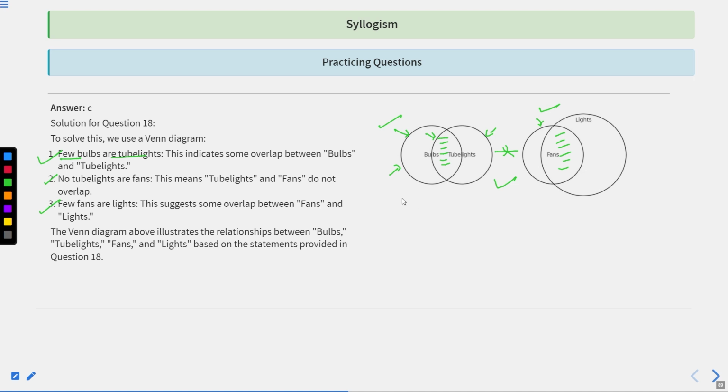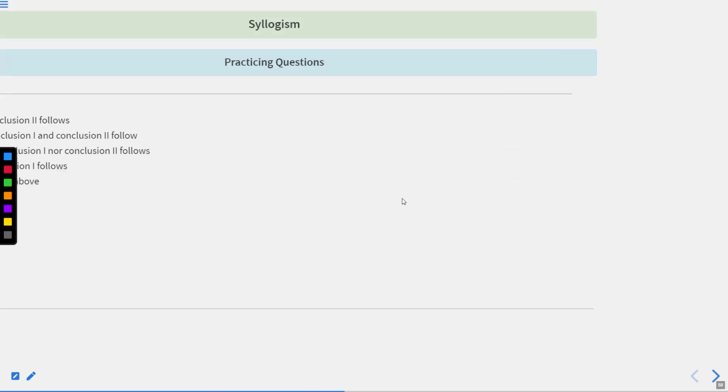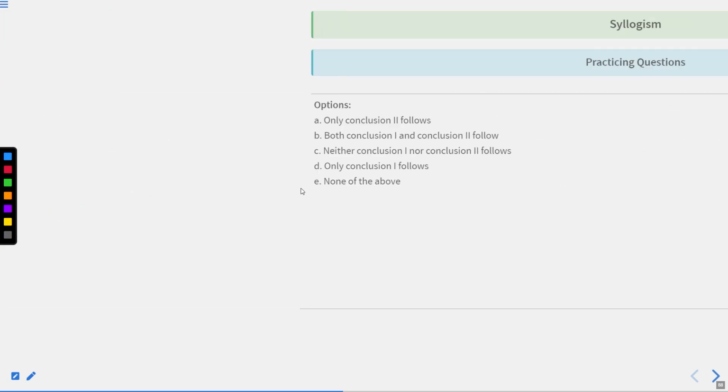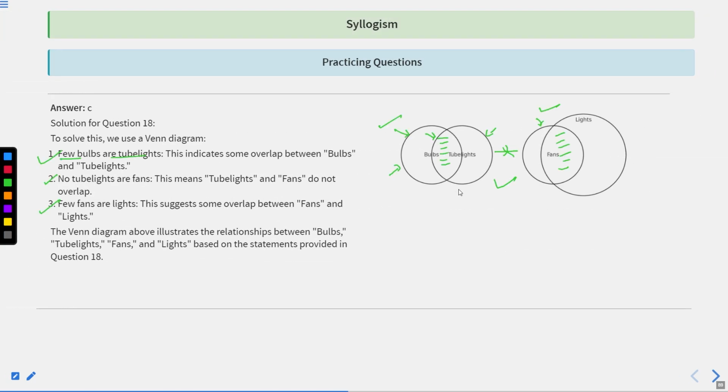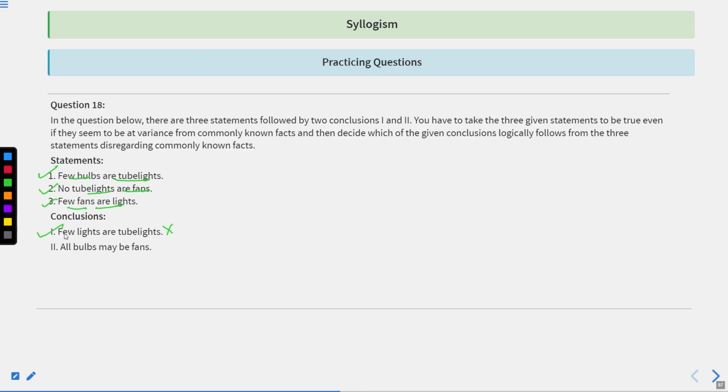Now we can quickly move towards the conclusion portion and figure out what the conclusion can be. The first conclusion says that few lights are tube lights. Can we infer from this that few lights are tube lights? There is no relation between lights and tube lights. The first conclusion cannot be considered true because there is no relation between lights and tube lights.